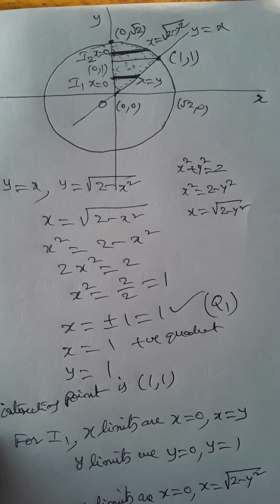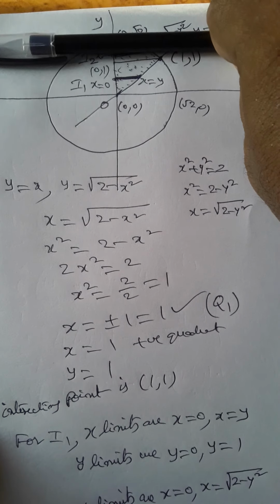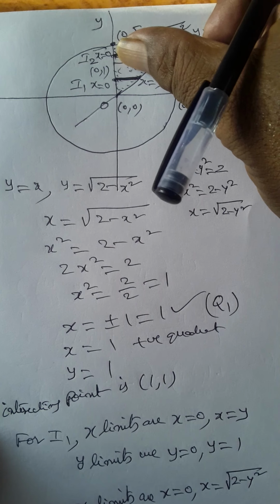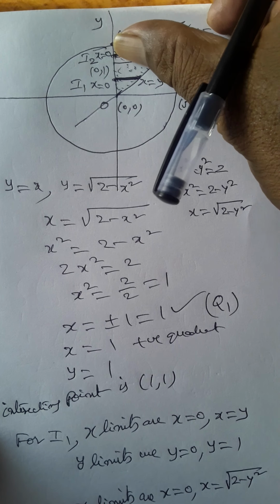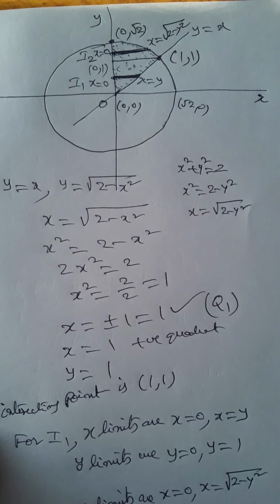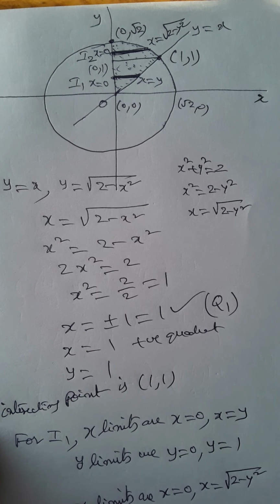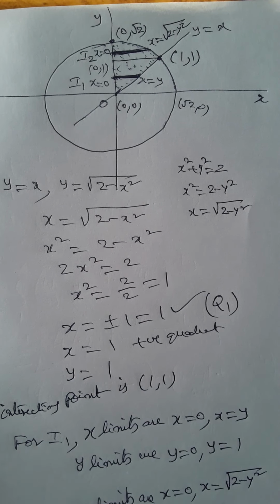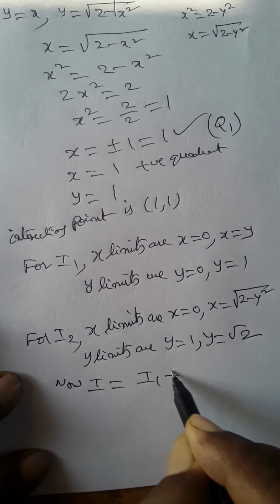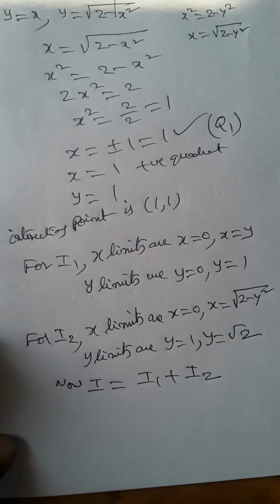Y limits: to move the strip above region like this, from here to the top, here y is 1, here y is root 2. So y is equal to 1, y is equal to root 2. Now I is equal to I1 plus I2.